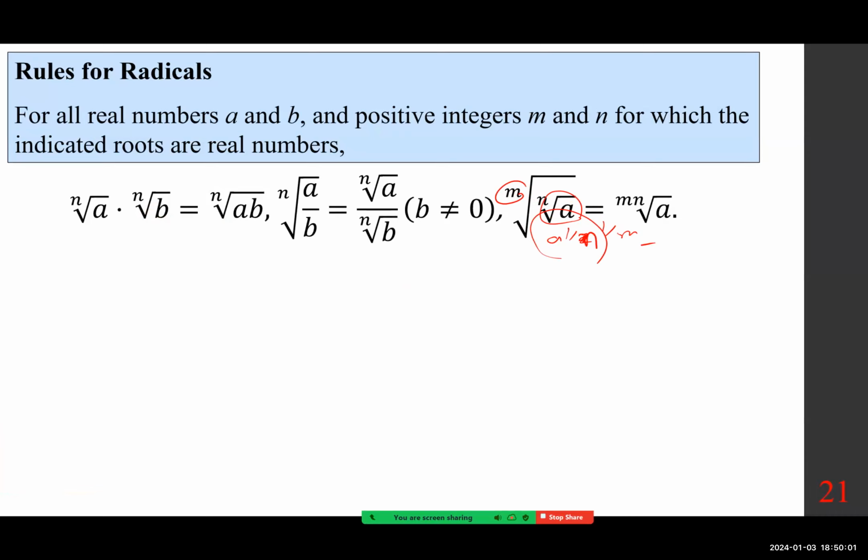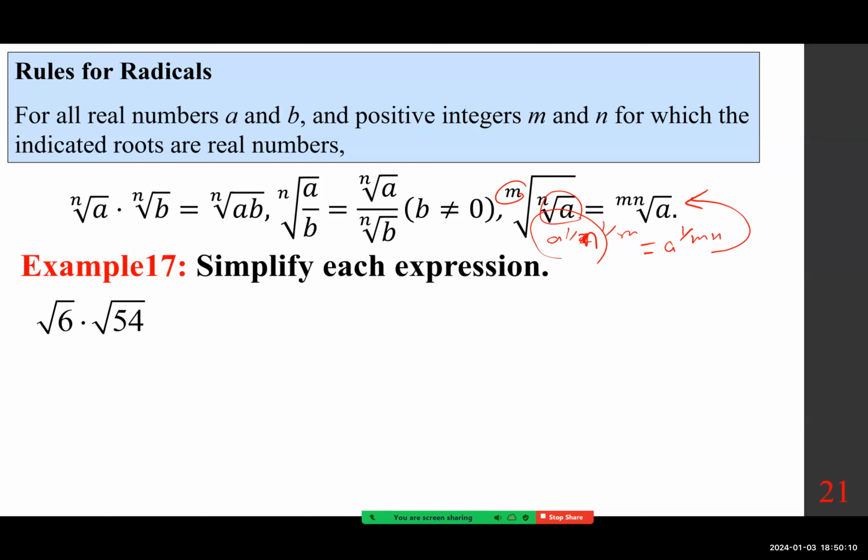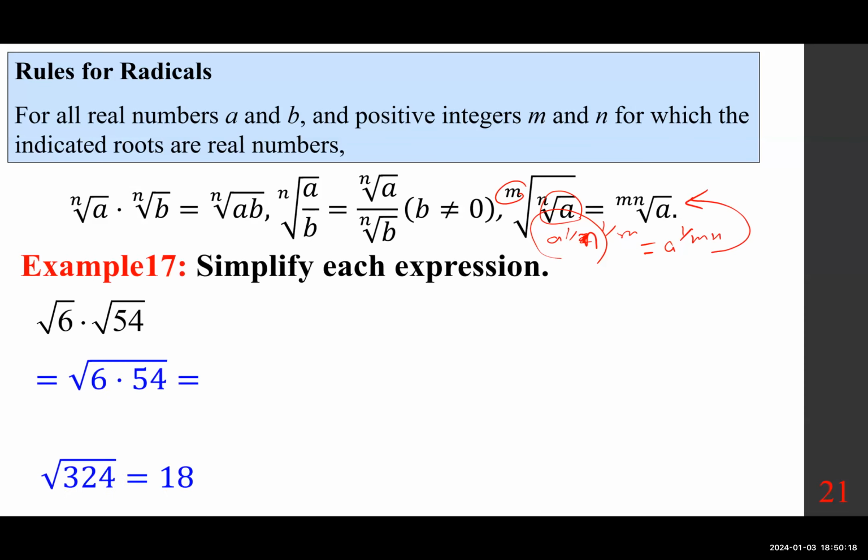And it makes it a to the power of 1 over mn, just this one. All right, so if we are looking at this, we can put them together. 6 times 54 results in 324 and gives us 18.